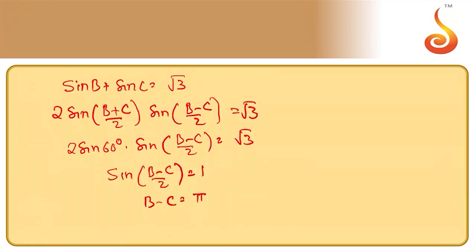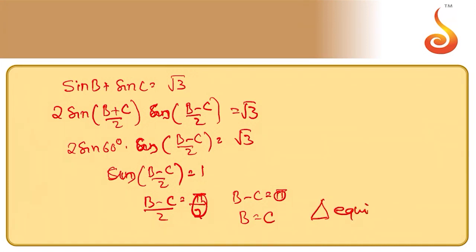So (B minus C)/2 is equal to pi by 2. So B minus C is equal to pi. I wrote a wrong formula. This is cos. So this is nothing but cos, this is equal to 1. So it means this is 0. So B is equal to C. So once B is equal to C, therefore it is an equilateral triangle. Sorry for that.